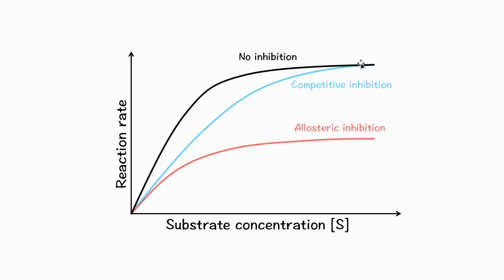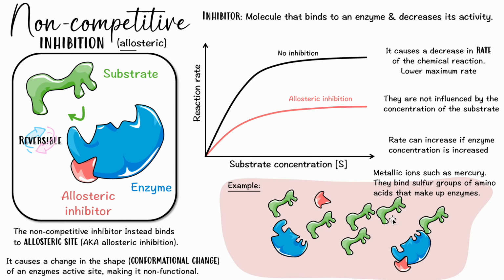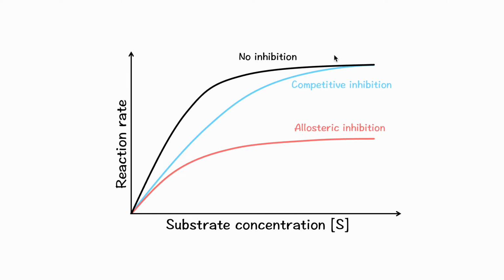Okay, it can reach the maximum rate at very high substrate concentrations. Allosteric inhibition will not reach it even at very high substrate concentrations. Why? Because the inhibitors don't compete for this site. They bind to a different spot. So even with a lot of substrate, the substrate is not going to be in the way of these inhibitors because they bind to a different spot. They're not competing for the same spot. Okay, cool. So that's very important. This is super important to know about.